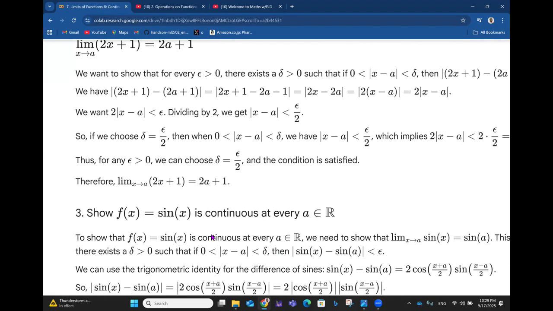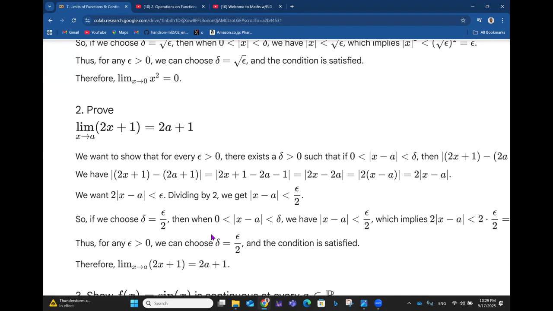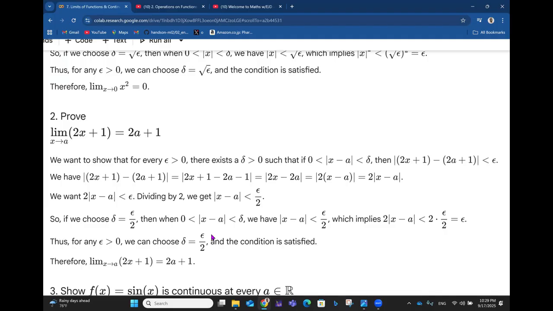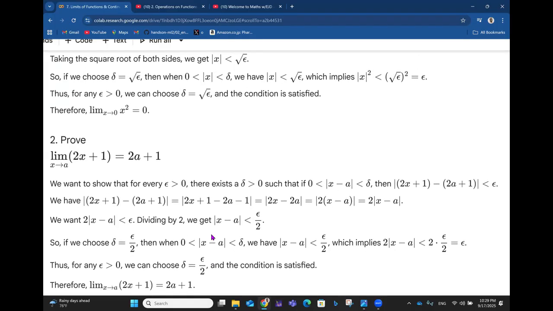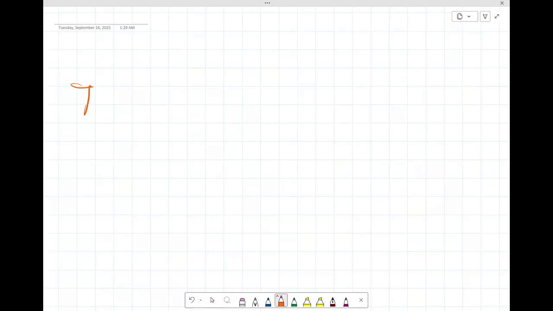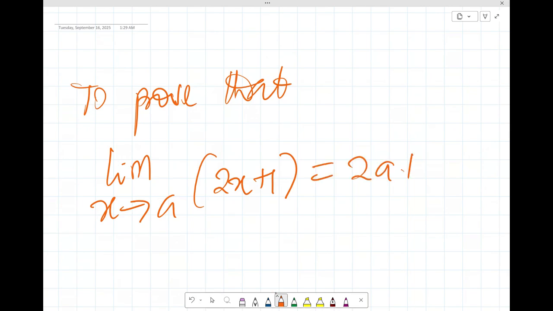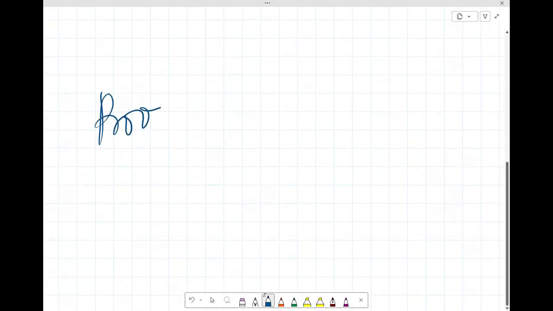Okay, so let me take that to a worksheet, and I'll do the second one on a worksheet following that same argument. Our job here is to prove that the limit of 2x plus 1 as x approaches a is equal to 2a plus 1. So that's basically what we want to do. And how do we do this? We use the epsilon-delta method.